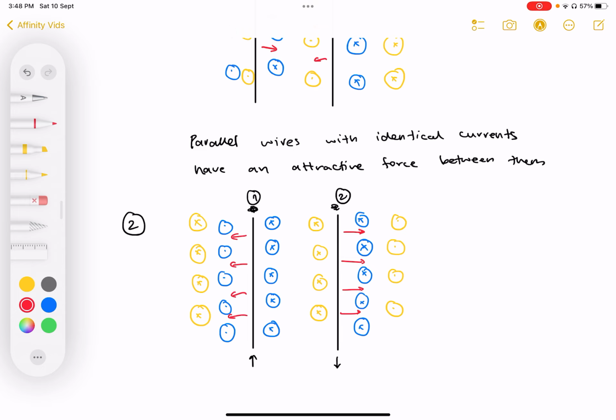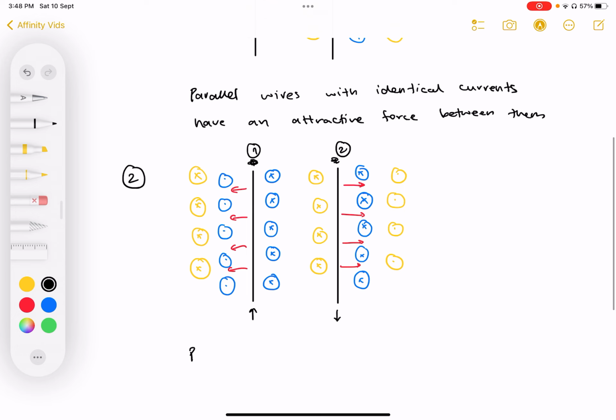And so this is going to tell us another thing about parallel wires. Parallel wires with opposite currents will repel against each other.